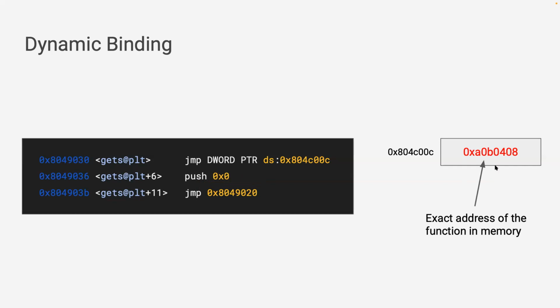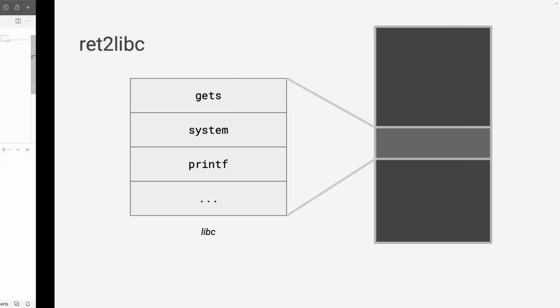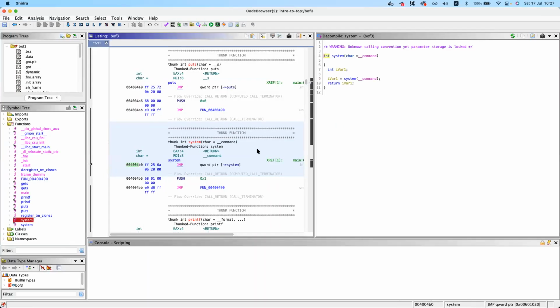Yeah, so this is dynamic binding. So return to libc, what it does is we want to have access to all the C functions that might not be used in our binary. So in this case, we want system, right? So if we want system, we need to find the address of it. But how do we find the address of system? We don't have that PLT entry. I mean, we don't have that binary here. It's not included in our binary.